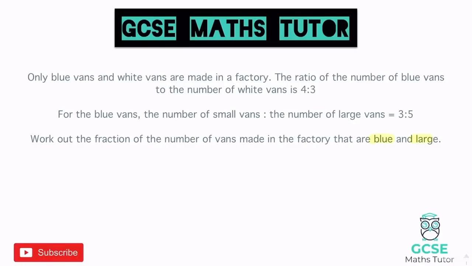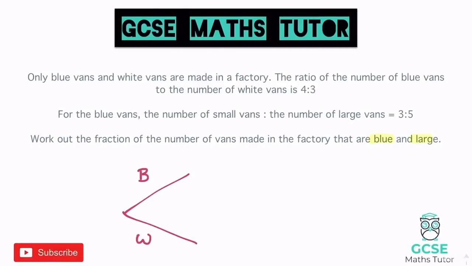Now, as this sort of question develops and gets a little bit harder, there's a specific approach that I'm going to take. And that is I'm going to structure this in the same way that you would structure a probability tree, looking at this as more along the lines of work out the probability of picking a van that's blue and large out of all of these vans in the factory. And the way that I'm going to draw this then is I'm going to draw a bit of a probability tree. So I'm going to start by saying blue to white.